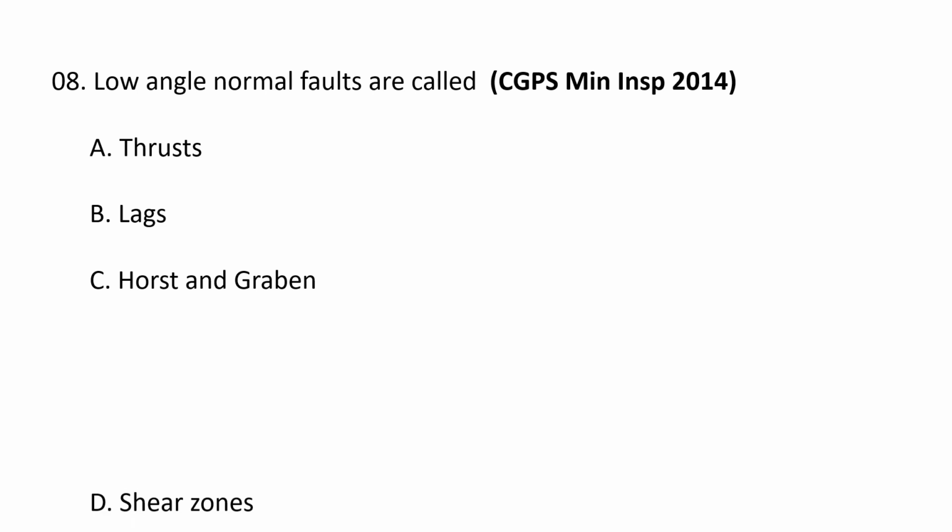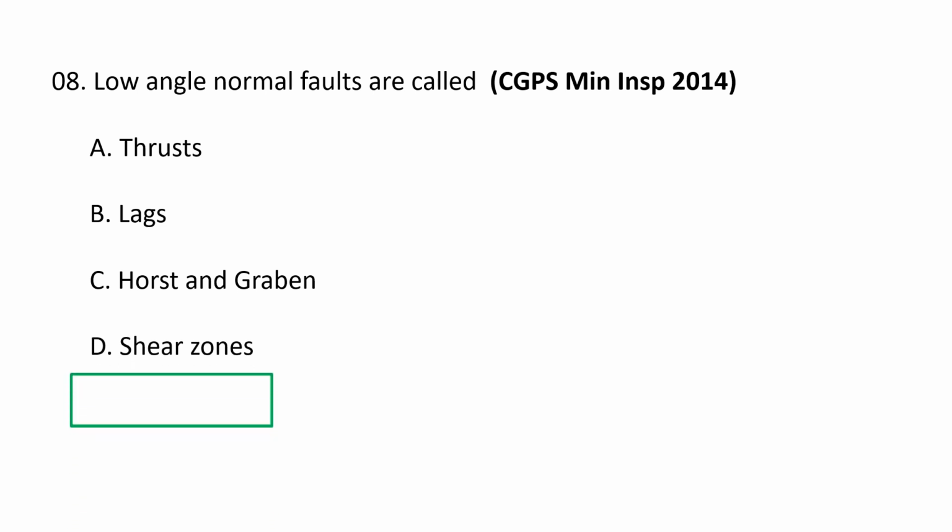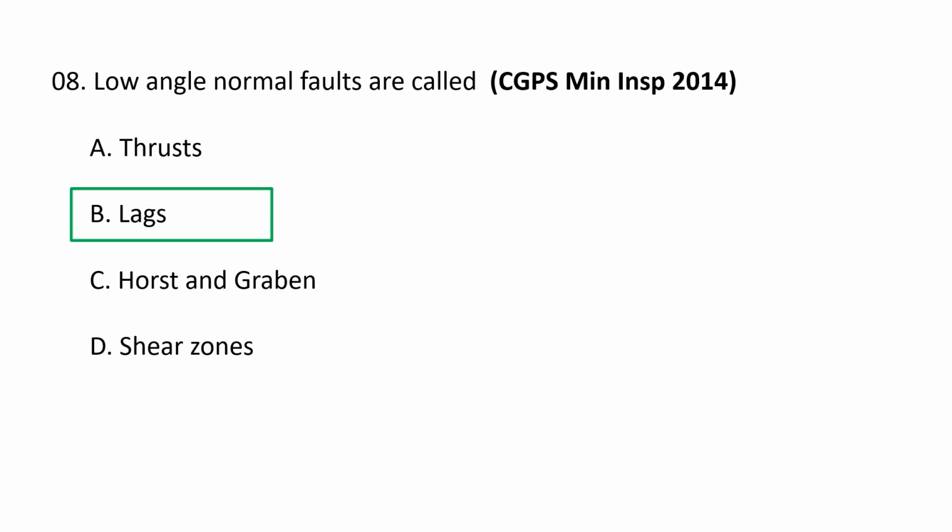Next question. Low angle normal faults are called A. Thrust, B. Lags, C. Horst and graben, D. Shear zones. Low angle normal faults are called lags. A low angle normal fault is often called a lag fault or a detachment fault in geology, where the lag specifically refers to a low dipping normal fault, usually with a dip angle less than 45 degrees. So low angle normal faults are called lags. B is the correct option.